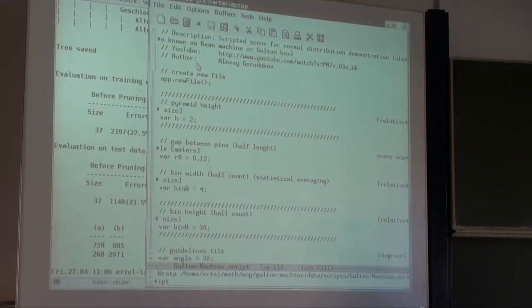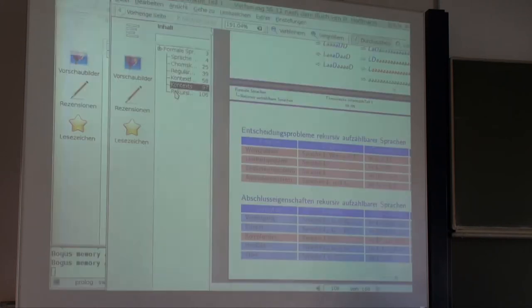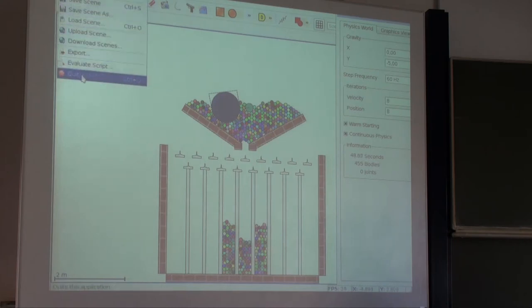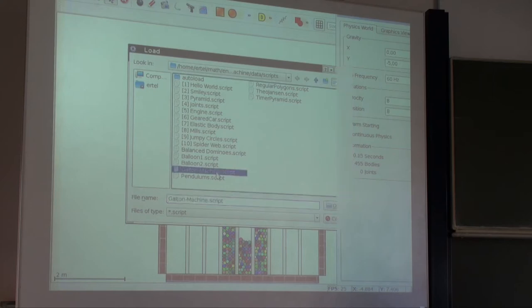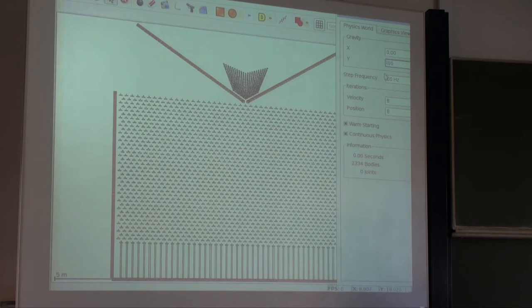But let's modify the whole thing and do like 40 levels. And then you get actually what we want to see. Okay, yeah, this takes a little bit more time. And now we have to increase gravity again, minus 30. Oh, this is quite slow.